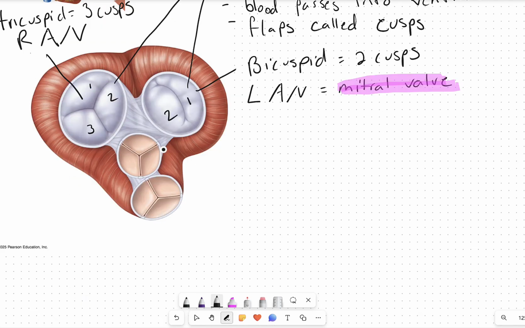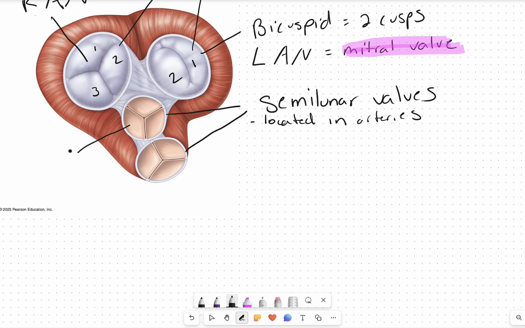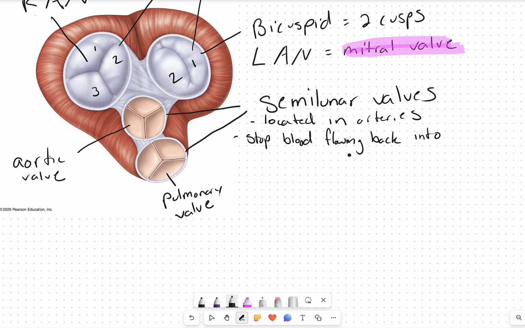The other set of valves are called the semilunar valves. These are located in the arteries and named for the artery that they are in. The aortic valve is found inside of the aorta, and then the pulmonary valve is found inside of the pulmonary trunk. Blood exits the ventricles through the semilunar valves into these arteries, and then the valves close to prevent the blood from flowing back into the ventricle.